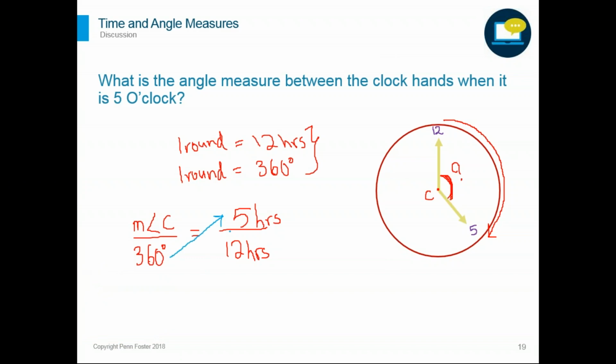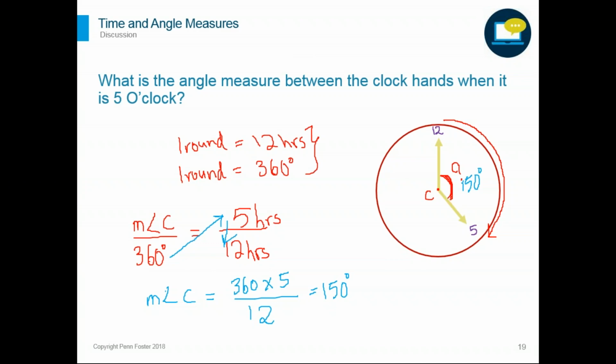Cross multiply and then divide. So the measure of angle C equals cross multiply 360 times 5 and then divide over the remaining known value, which is 12. So in your calculator, you're going to punch in 5 times 360 or 360 times 5 equals 1800, and then divide over 12 equals 150. And that will give you 150 degrees. So when it's 5 o'clock, the angle between the hands is 150 degrees.